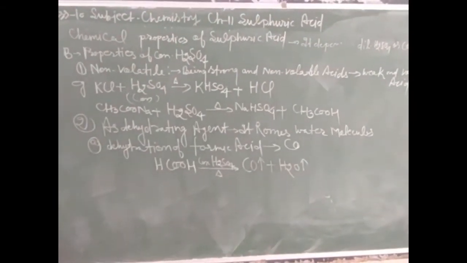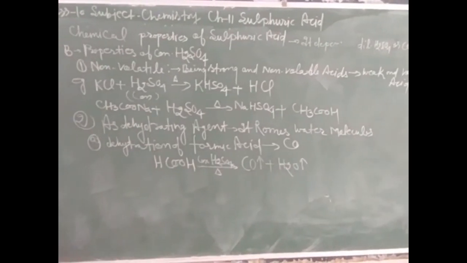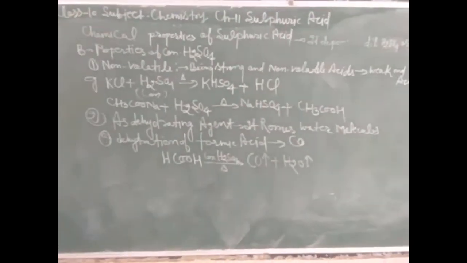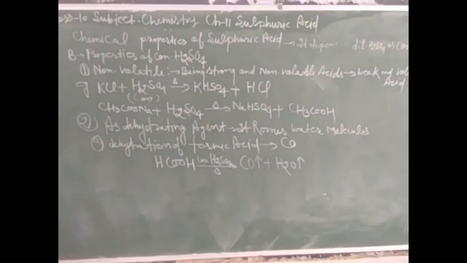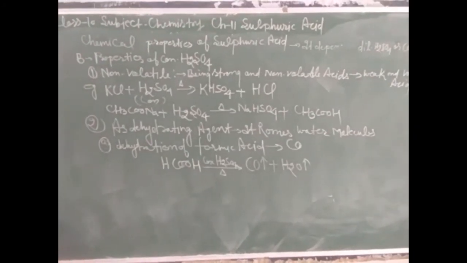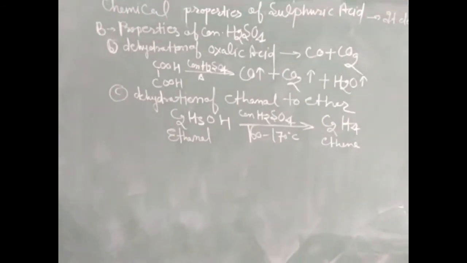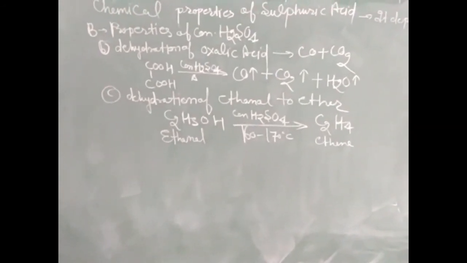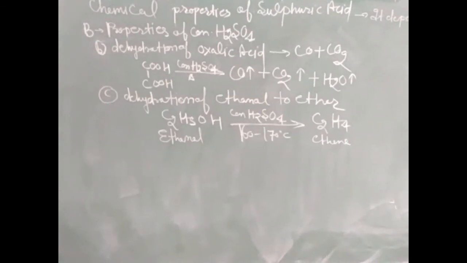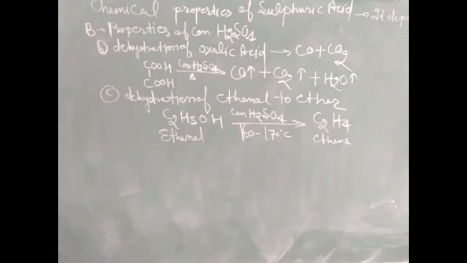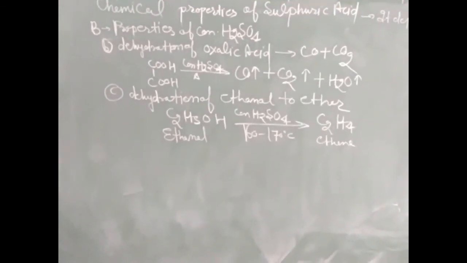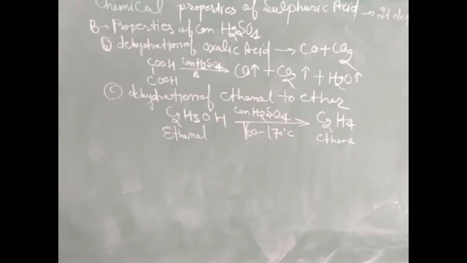HCOOH, that is formic acid, on heating with concentrated sulfuric acid, is dehydrated to carbon monoxide by removing a water molecule. Now the second dehydration, of oxalic acid: we can observe the formation of a mixture of carbon monoxide and carbon dioxide. That is COOH-COOH, the carboxylic acid oxalic acid. On heating with concentrated sulfuric acid, it dehydrates and forms carbon monoxide, carbon dioxide and water vapor.